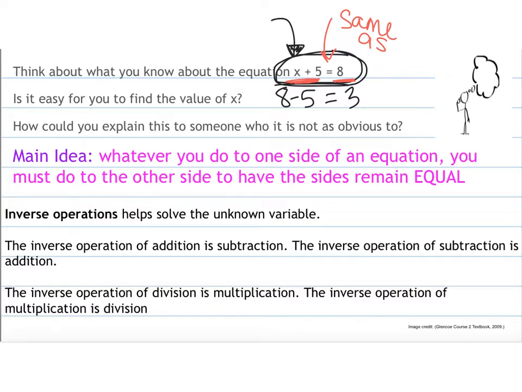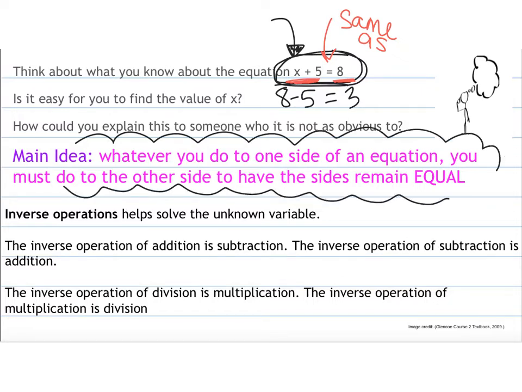So this is something that I would like you to write down in your notebook. Whatever you do to one side, you must do to the other side to have the sides remain equal. Kind of like fractions, whatever you do to the top, you have to do to the bottom. For equations, you have to do the same to the left and the right. Inverse operations, that's what we are going to use to help us solve the unknown variable. So you can just write the words inverse operations. We know that the inverse operation of addition is subtraction and the inverse operation of subtraction is addition.